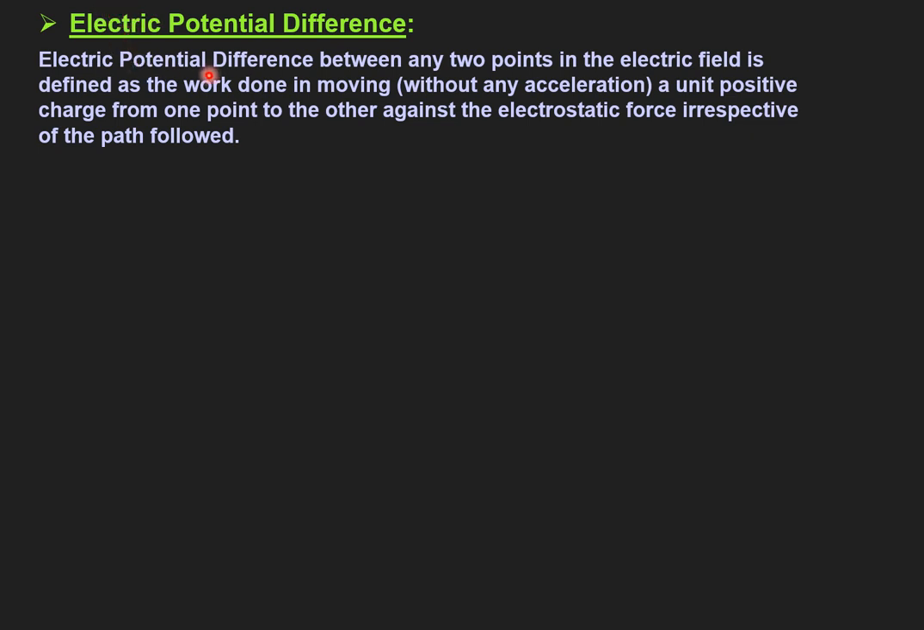In case of electric potential, the initial point mandatorily we have to take as infinity. So it will be a reference point and we always have to take it as infinity. But in case of electric potential difference, we can move the given test charge from any initial point to the final point without accelerating it in presence of the electrostatic force. So the same thing we are going to use here.